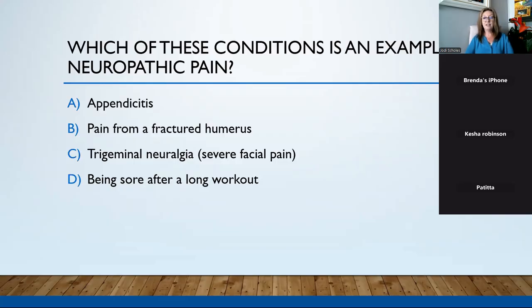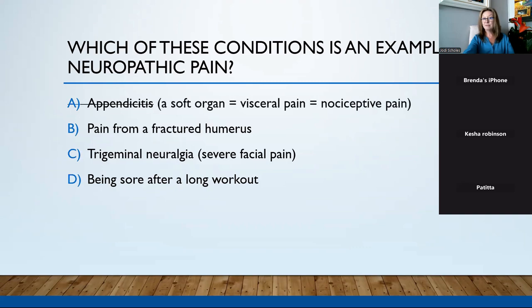Which of these conditions is an example of neuropathic pain? Let's get rid of one wrong answer. We have eliminated letter A. Which of these conditions is an example of neuropathic pain? B, pain from a fractured humerus. C, trigeminal neuralgia, severe facial pain. D, being sore after a long workout. 3, 2, 1, go.